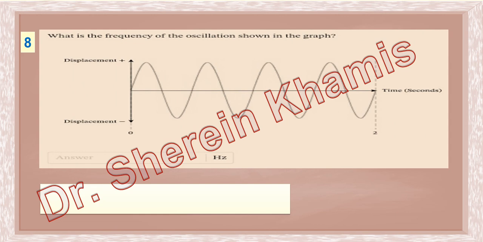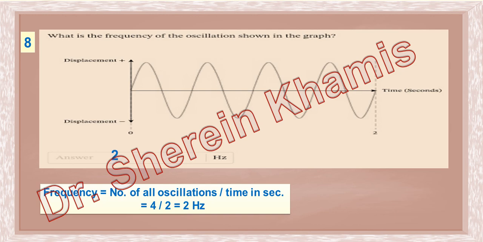Okay, let's go to question 8. Question 8 says, what is the frequency of oscillation shown in the figure? We have also 4 complete oscillations, 1, 2, 3, and 4, but with a different time, 2 seconds. We want the frequency, the number of complete oscillations divided by time in seconds. We have 4 divided by 2, so we get 2 hertz. So the right answer will be 2 hertz.